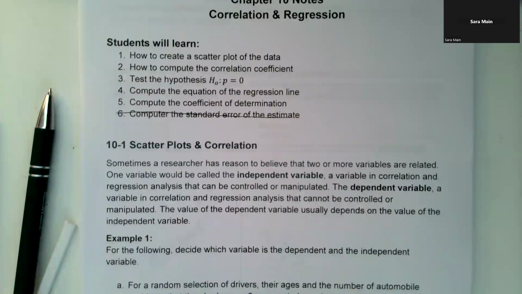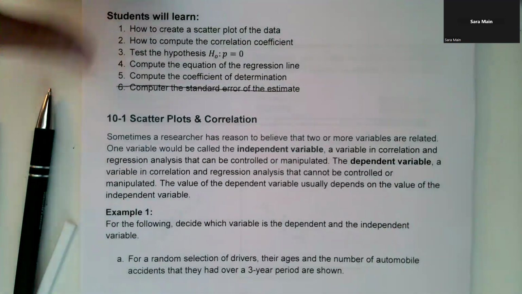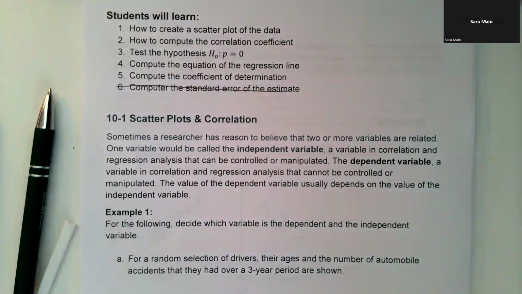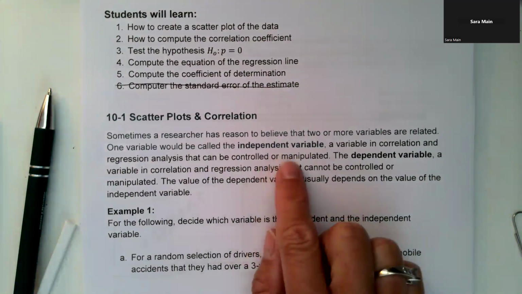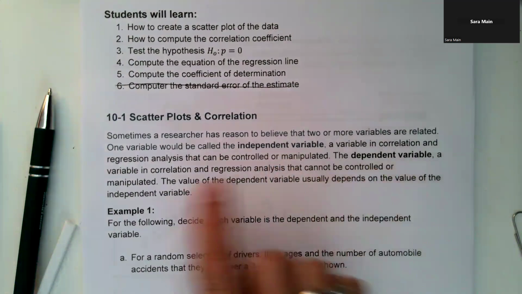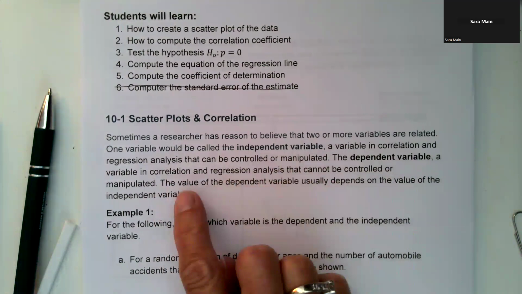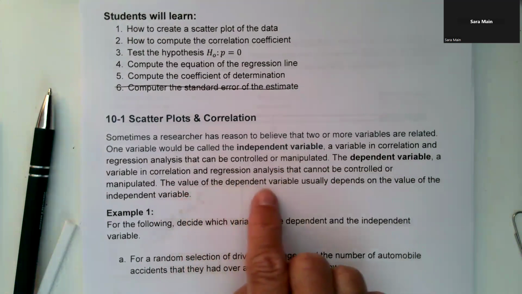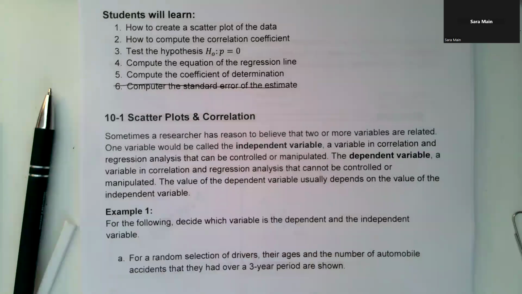Okay, so scatter plots and correlations. Sometimes the researcher has reason to believe that two or more variables are related. One variable would be called the independent variable, a variable in correlation and regression analysis that can be controlled or manipulated. The dependent variable, a variable in correlation and regression analysis that cannot be controlled or manipulated. The value of the dependent variable usually depends on the value of the independent variable.